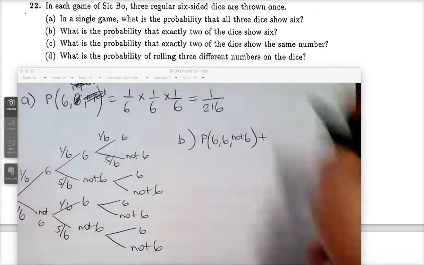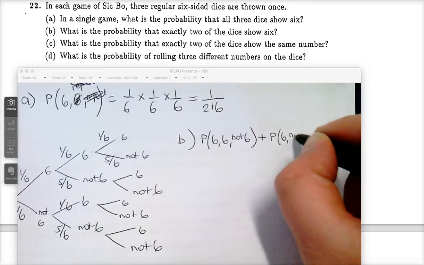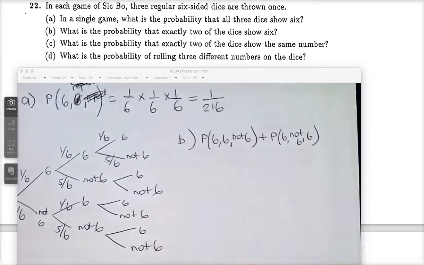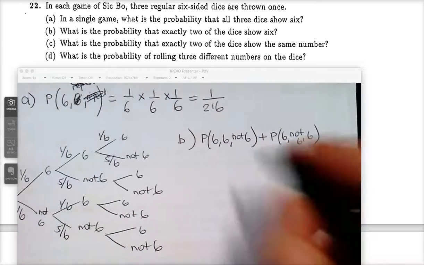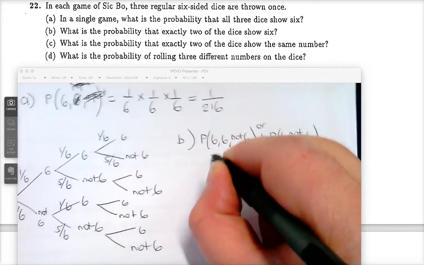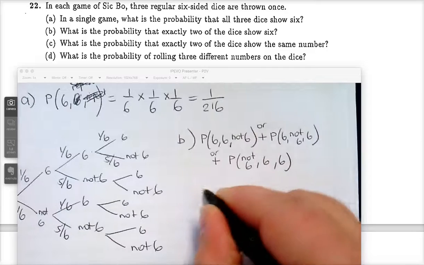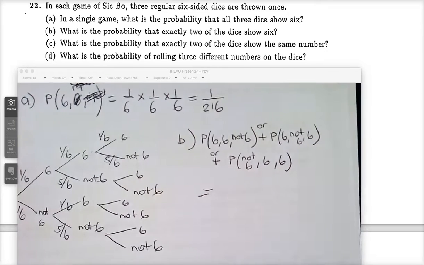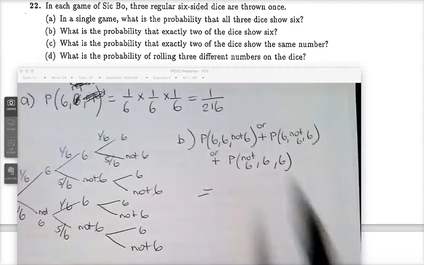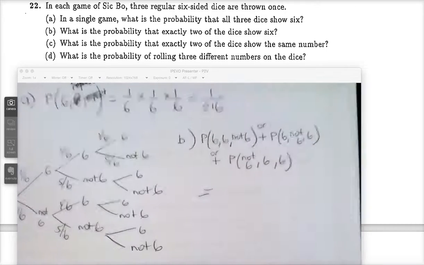What else could you have? Maybe the first one's a 6, then not, but then yes. In other words, the last one's not, the second one's not, or the first one's not. You can occupy 3 positions. Or, now plus means or, you could have not 6, but then 6, and then another 6. If you've got 2 out of 3 sixes, either the 6s will be in positions 1 and 2, 1 and 3, or positions 2 and 3. The not 6 will either be the last one, the middle one, or the first one.